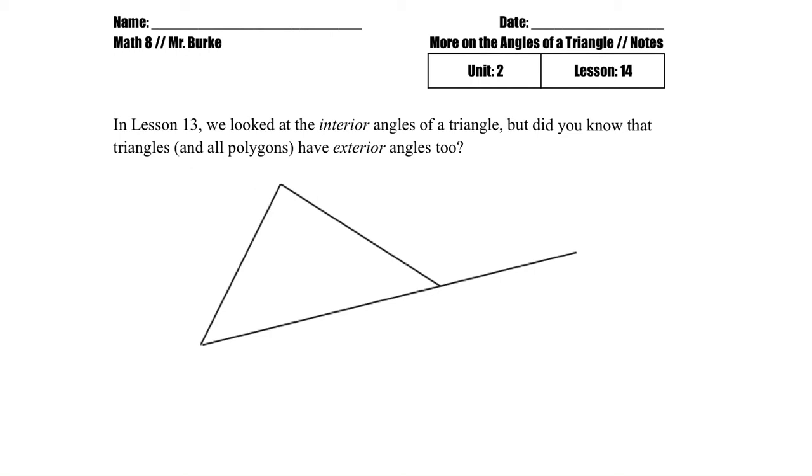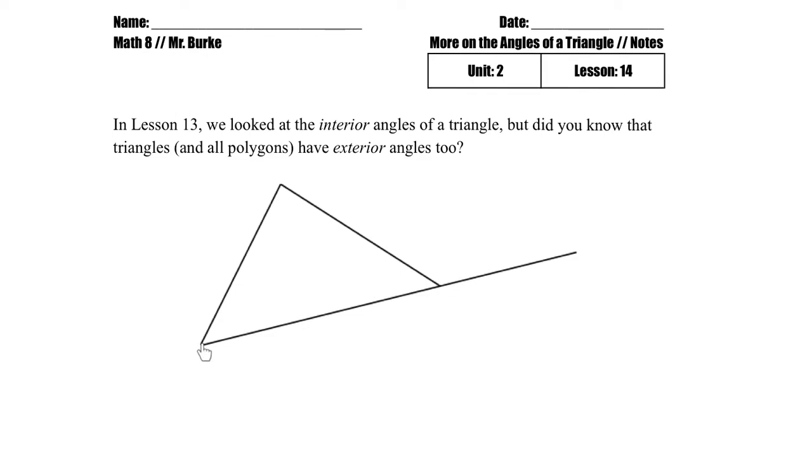So in lesson 13, we talked about the angles of a triangle, the interior ones adding up to 180 degrees. But did you know that triangles have exterior angles too? The exterior angle is the one right here. This is an exterior angle.